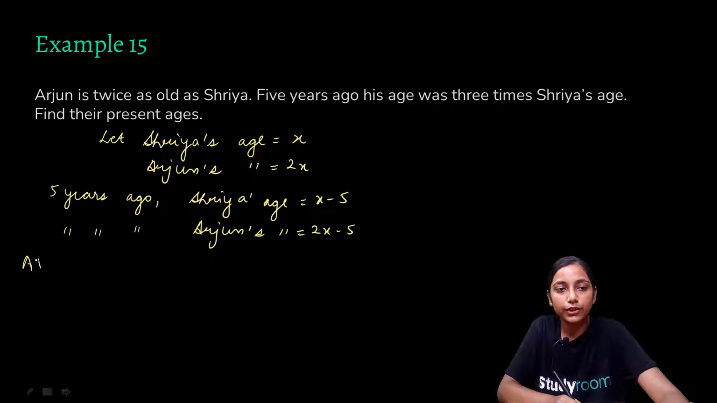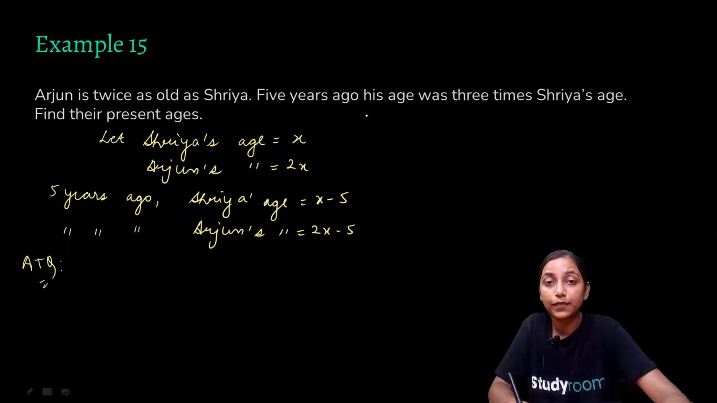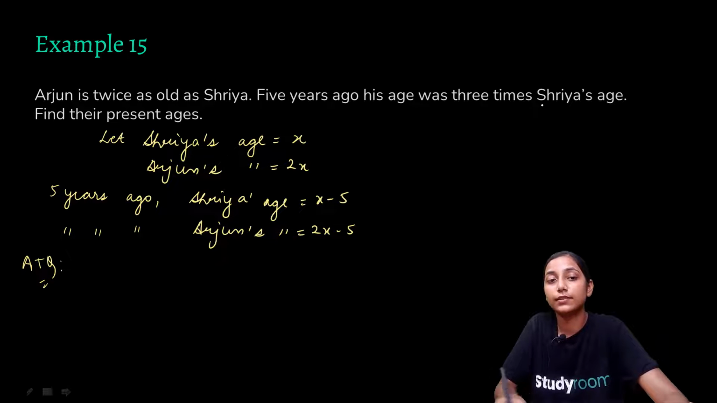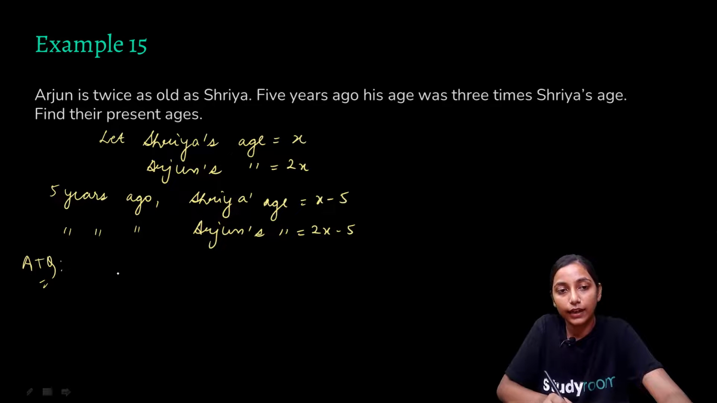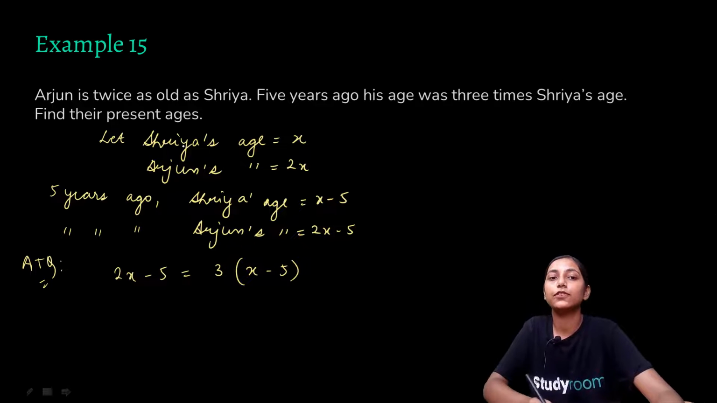According to the question, what does this example number 15 say? It says that 5 years ago, his age was 3 times Shriya's age. That is, Arjun's age, 2x minus 5, was 3 times Shriya's age, that is 3 times x minus 5. We need to find their present ages.